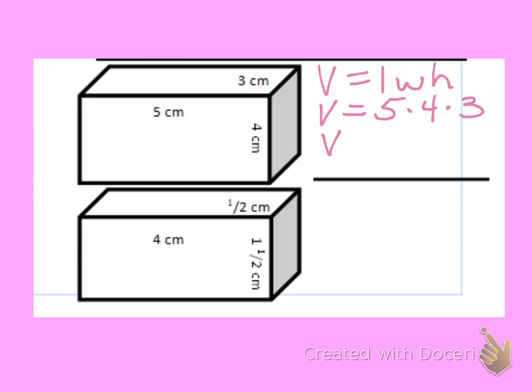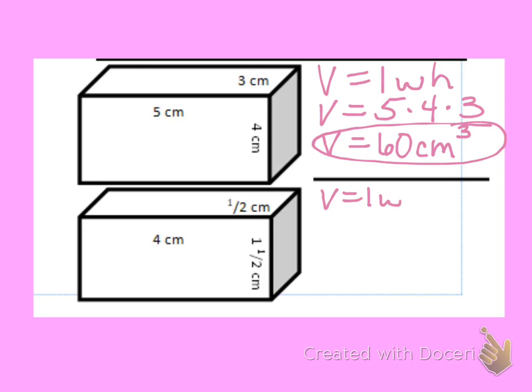Wait till I ask. Volume equals, what's 5 times 4 times 3? 60. 60, and it's in centimeters, and they are cubed. Okay? Let's do the next one. Volume equals length times width times height. Volume equals 4 times 1/2 times 1 1/2.